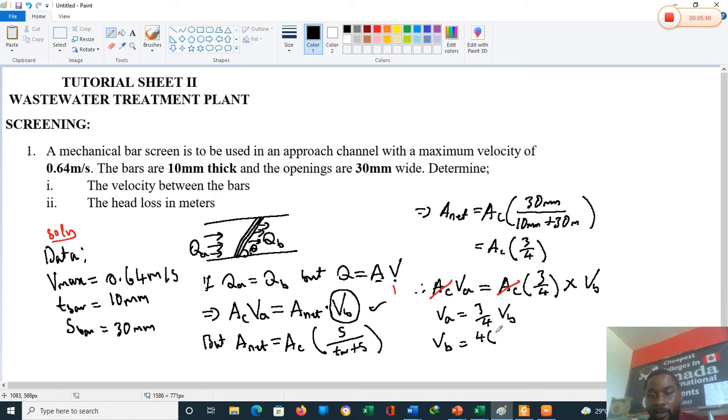VA is 0.64, so 4 times 0.64 over 3. This gives us 0.85 meters per second. So this is the velocity between bars, which is supposed to be less than or equal to 0.9 meters per second. So it is okay.